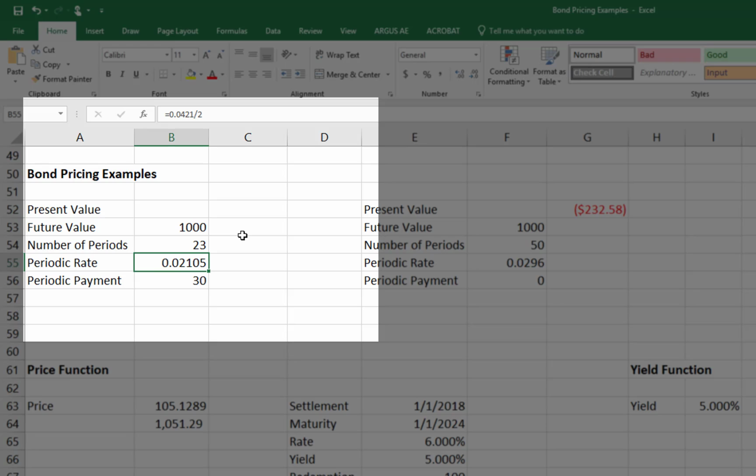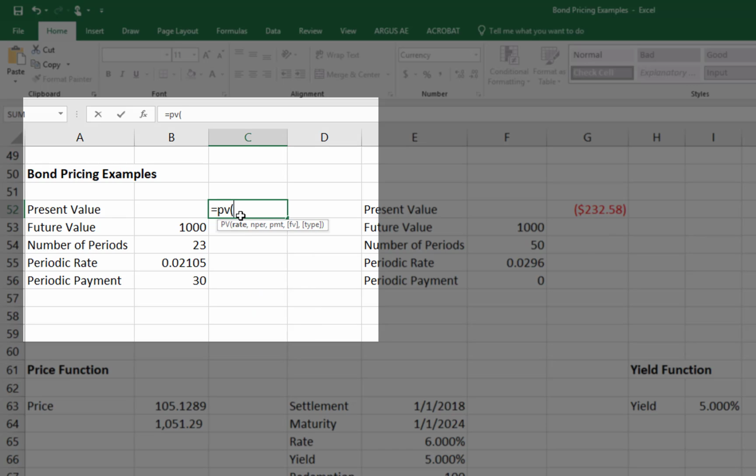The periodic rate is 4.21%. We're going to divide that by 2 to get a periodic rate of 2.105%. And then the periodic payment is going to be equal to $30 per period. So a 6% coupon rate means $60 per year. Divide that by 2 and we would get $30 every period. So if we solve for the PV, we're going to have the rate here, the number of periods is there, the payment is down here, and the future value is there. We would get this price.